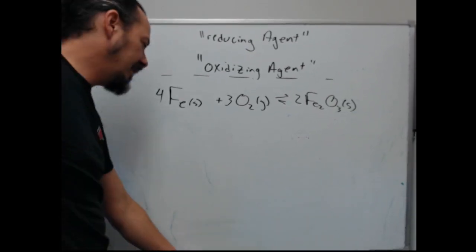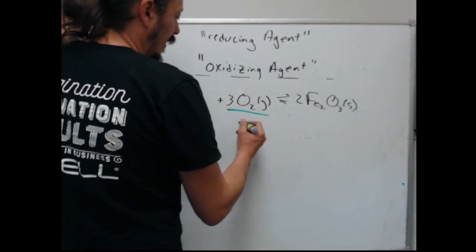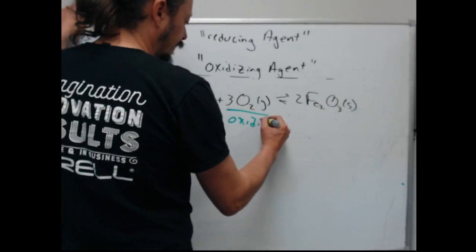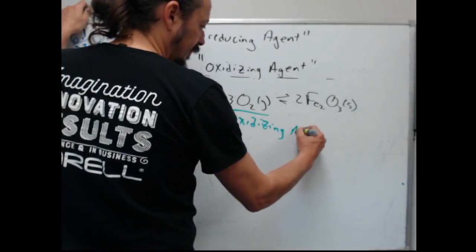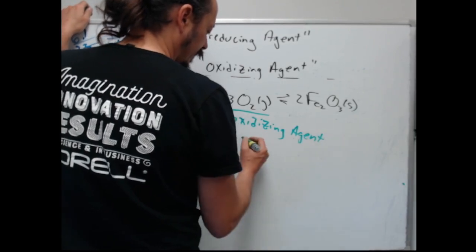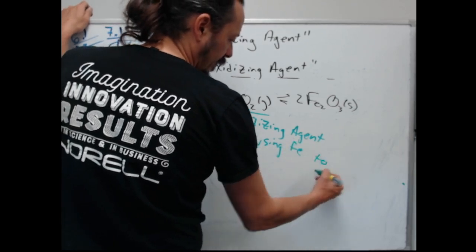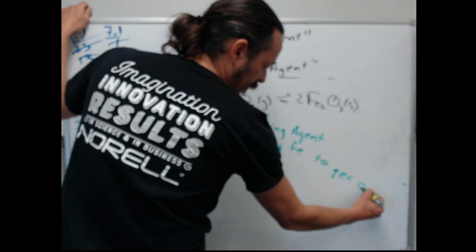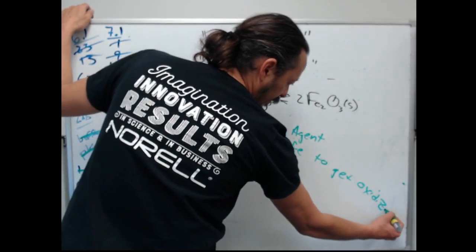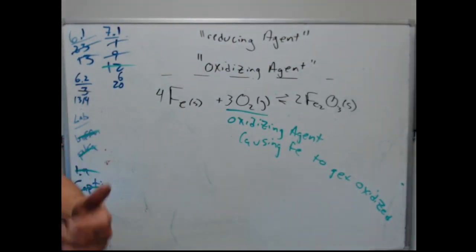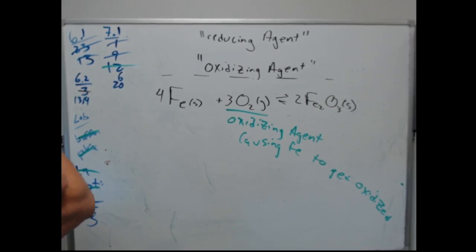And the way that I remember it is oxygen. Oxygen is acting as the oxidizing agent causing iron to get oxidized. The reason I like this as a first example is because this shows you where that language comes from.